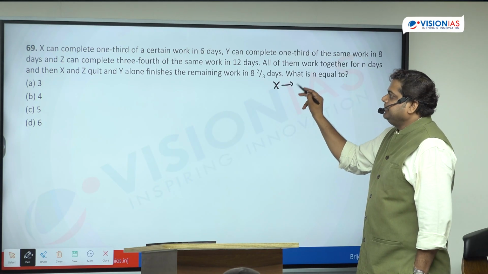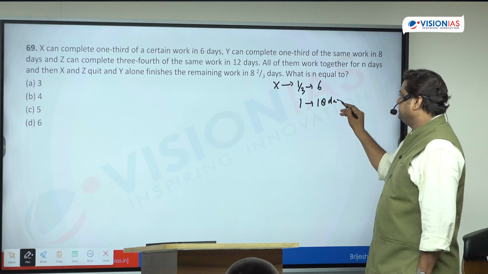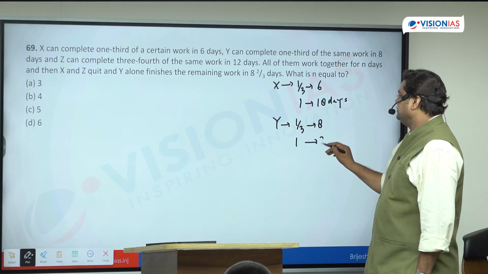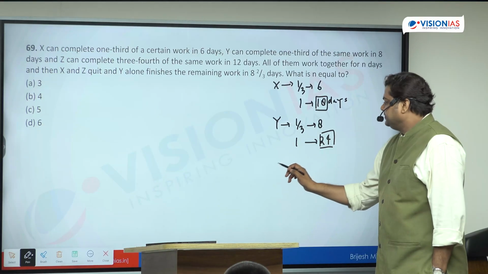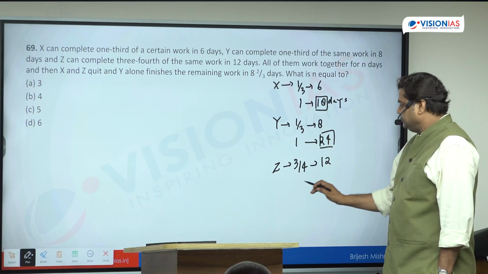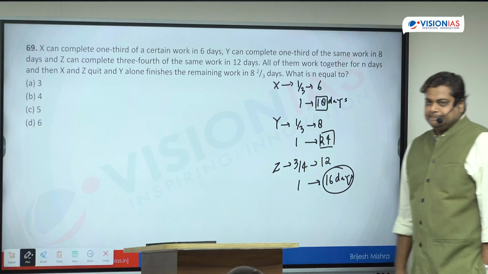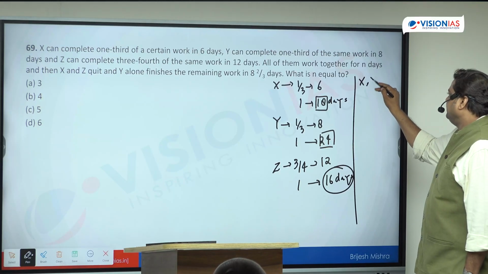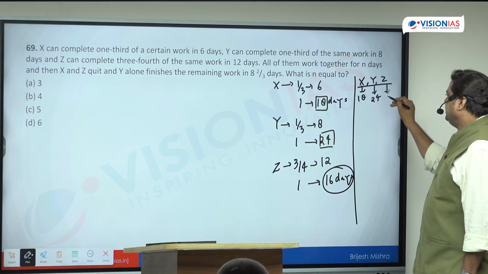What is written? X can complete 1/3 of work in 6 days. So total work 18 days. Y can complete 1/3 of the same work in 8 days. So total work 24 days. Correct? Then the third person is also there, Z can complete 3/4 of the work in 12 days. So one complete work in 16 days. Right? So we are getting this information that X, Y, Z are completing in 18 days, 24 days and 16 days. What is the LCM?